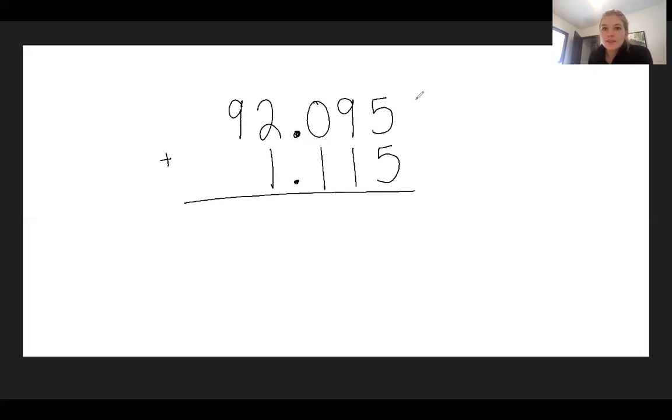Okay. Let's start at the thousandths place. We have 5 plus 5. 5 plus 5 is 0. Put down your 0, carry your 1. 9 plus 1 more is 10. Plus 1 more is 11. Put down your 1, carry your extra, because you just made a tenth.